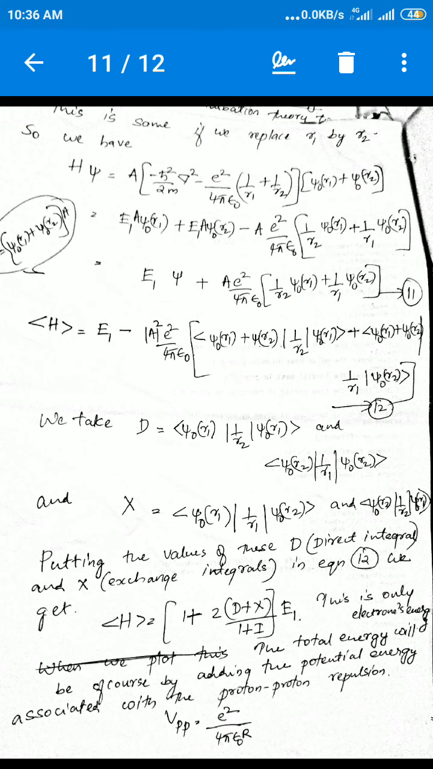So the proton potential energy VPP is equal to E squared by 4 pi epsilon 0 into R. Okay, so this is the potential energy between the two protons. We have to add this to the H expectation. So this will be the total energy. F of x is equal to H expectation plus VPP. Substitute. Understood. Now we say that it is a function of x, which is r by a.